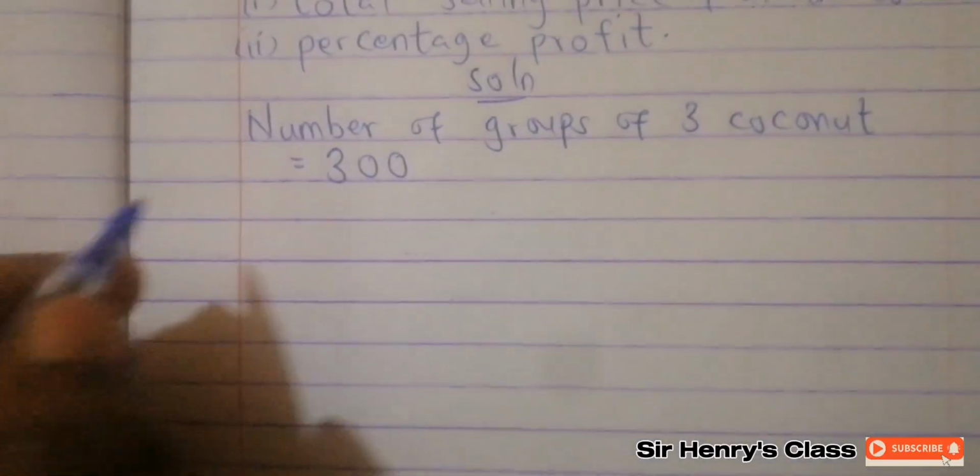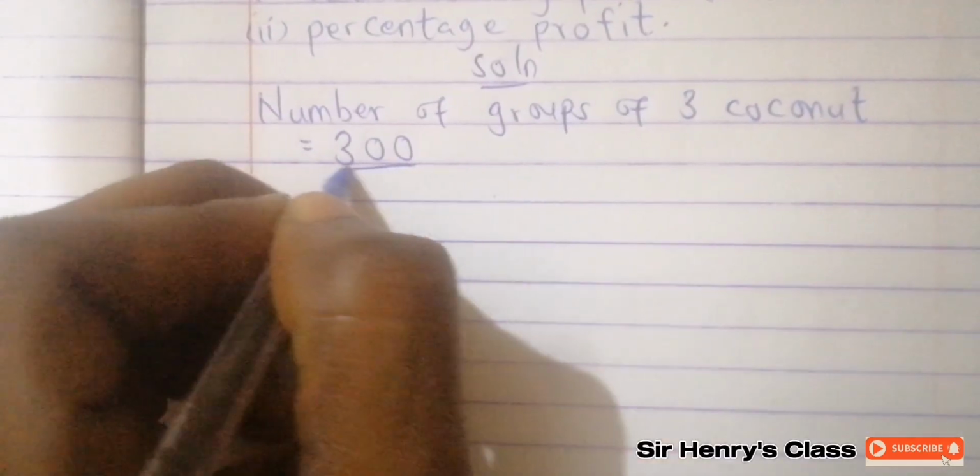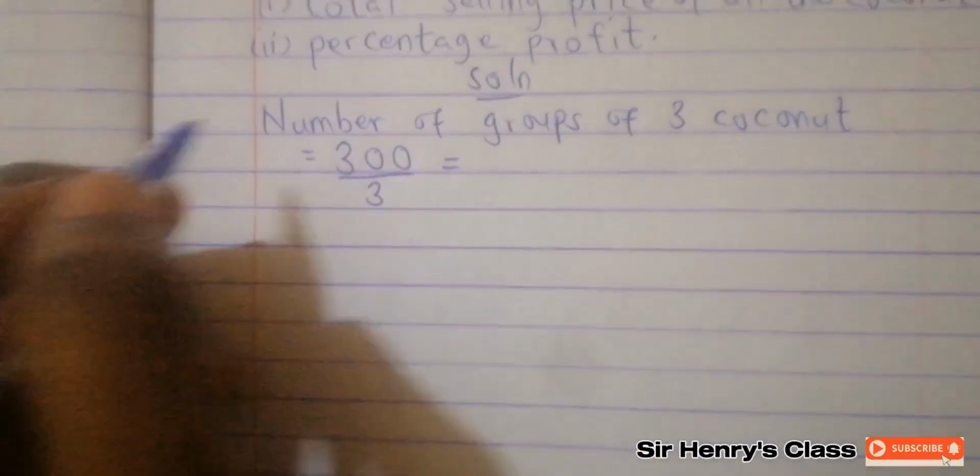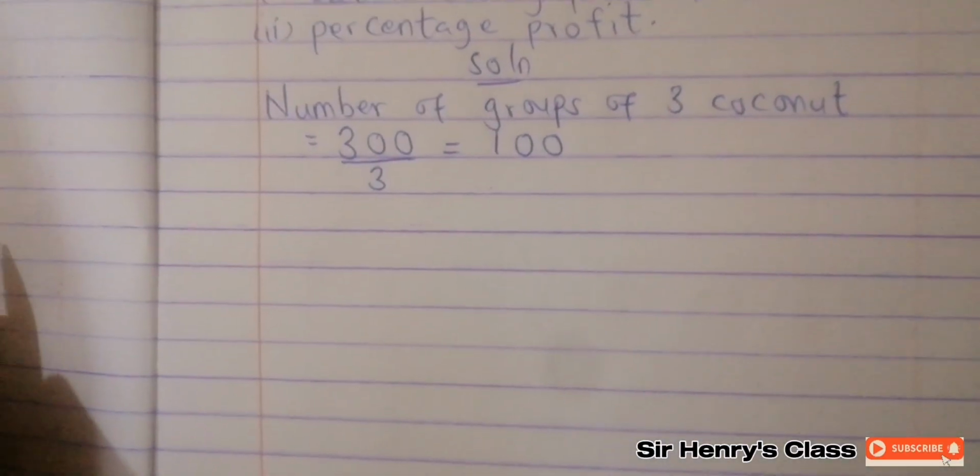So we'll say that number of groups of 3 coconuts. Now 300 pieces of coconuts, and then we've grouped them in 3. So 300 divided by 3 is 100. So 100 groups.